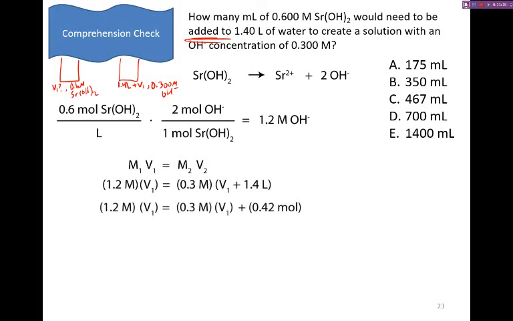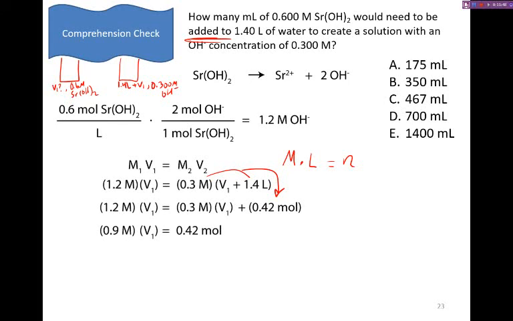So if you distribute out, we're going to get that that's equal to 0.3 molar times the volume plus 0.42 moles. Now, remember, when we're taking molarity times the volume in liters, that's equal to moles. And that's what that turned into there.